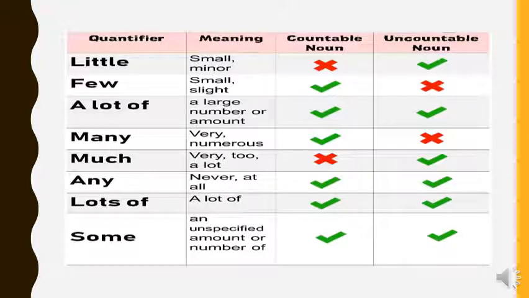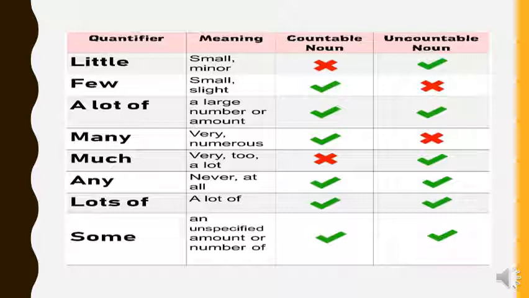Now we move to these quantifiers and their meaning. For example, little. Little means small. It can be used with the uncountable nouns. Few means also small. It can be used with countable nouns. A lot of means a large number of something or a large amount, and it can be used with both. Many means very numerous, and it can be used with countable nouns. Much means very, too, or a lot, and it can be used with uncountable nouns. Any means never, at all. It can be used with both.